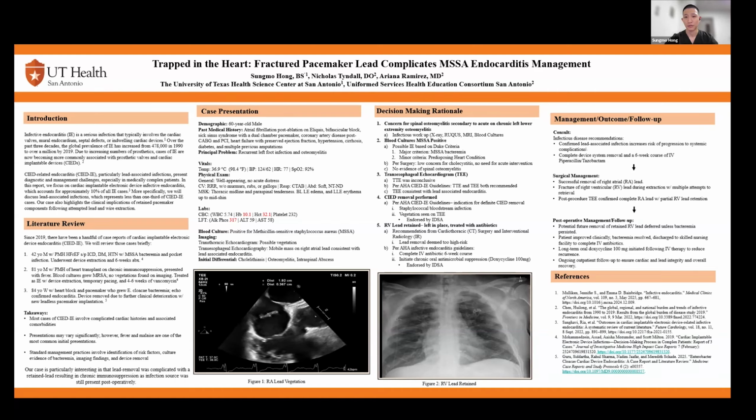For the management of infective endocarditis, especially in these cases where it's so complex because the patient has so many cardiac comorbidities and there's new circumstances like the retained right ventricular lead that wasn't able to be removed. And so that's where infectious disease really came in and was able to assist us.